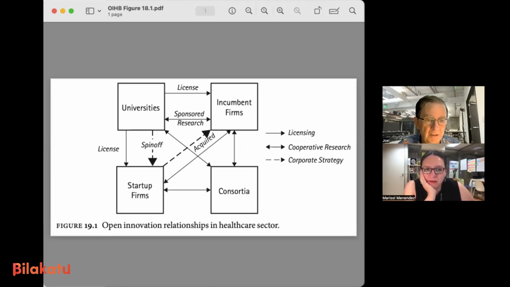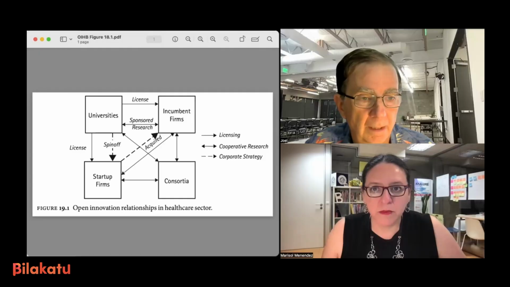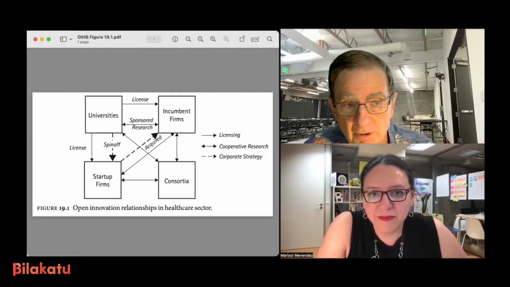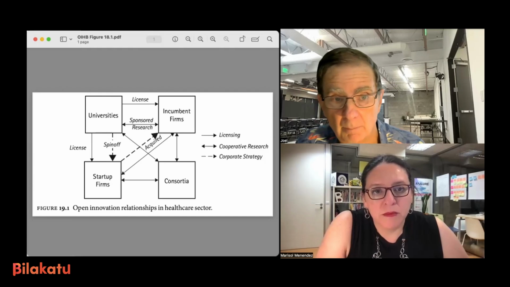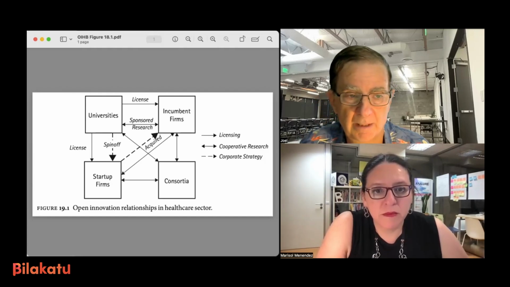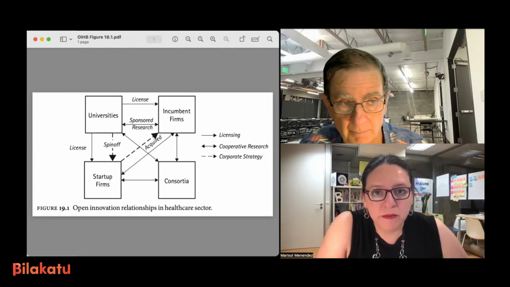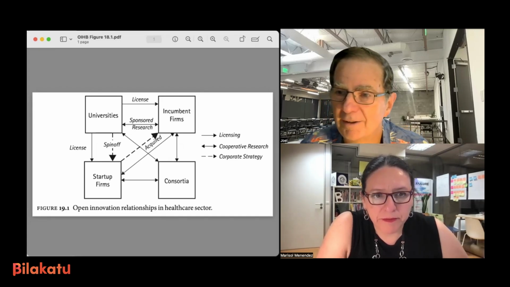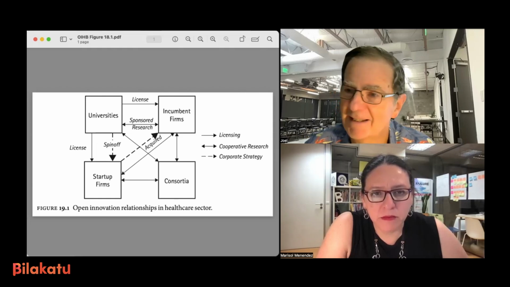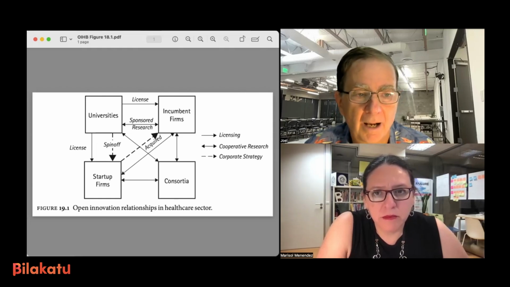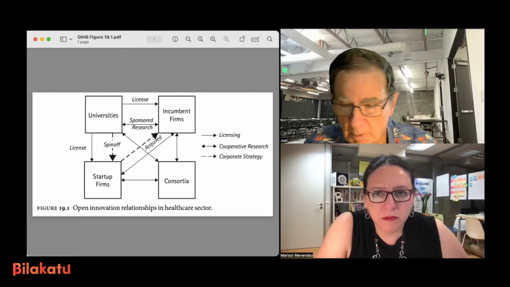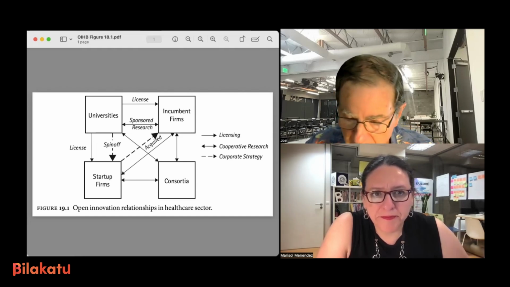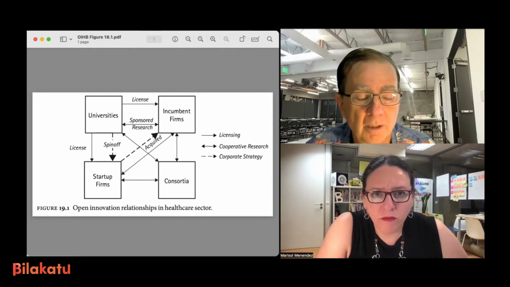And so oftentimes these startup firms will generate technology, and then maybe it'll be acquired by an incumbent firm, or maybe they're collaborating on research with an incumbent firm, or maybe they'll license to an incumbent firm. And similarly, universities aren't going to be acquired by a firm, but they will license technology to firms, and they may do sponsored research for a firm, as the work of Markus Perkmann has shown so well.